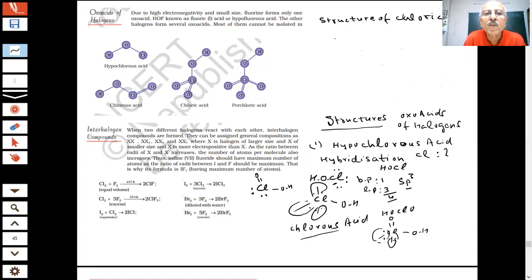What is the formula of chloric acid, student? Chloric acid is +5, no? HOClO2. Then Cl hybridization, sir, sp3 only. 3 bond pairs and 1 lone pair. Now I'm putting 4 bonds, and you have one OH bond, so the problem is over.